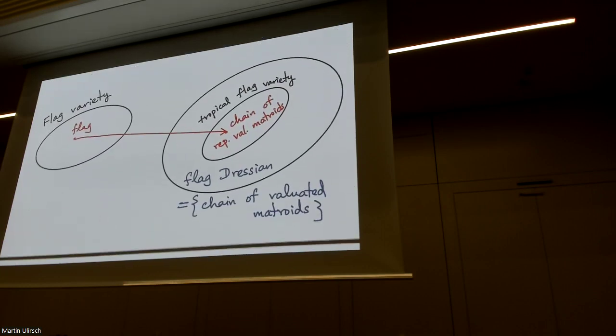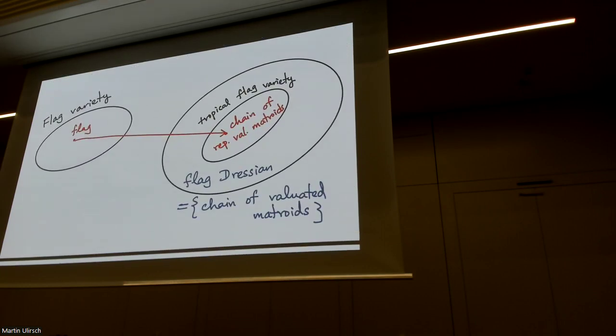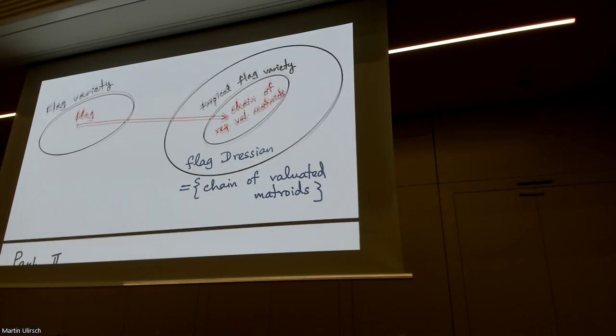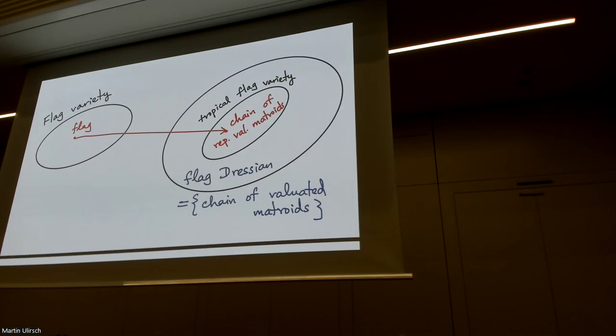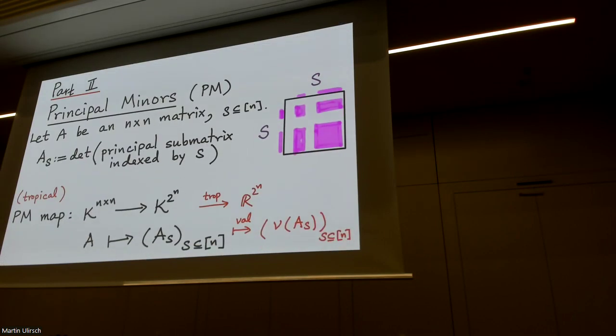Similarly, you can tropicalize to get a tropical flag. You can think of a chain of valuated matroids, or you can think of chains of tropical linear spaces with some incidence relation. You can write them down as this max attained twice thing. And then you can also have a representable chain of valuated matroids versus everything else out there, called the flag Dressian.